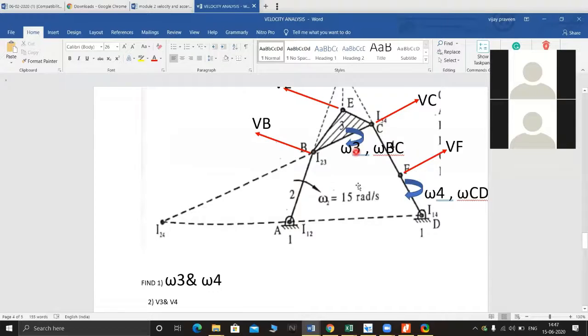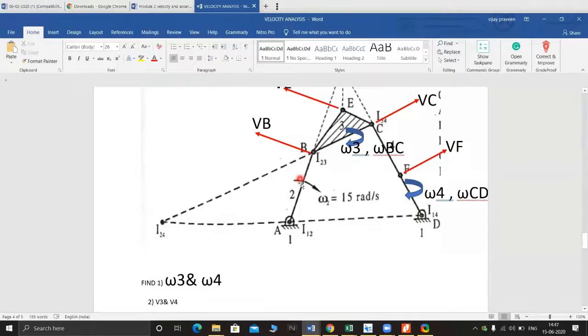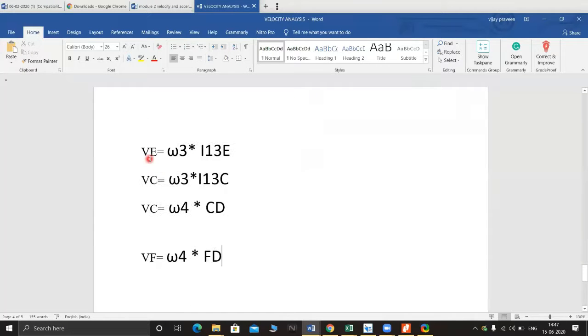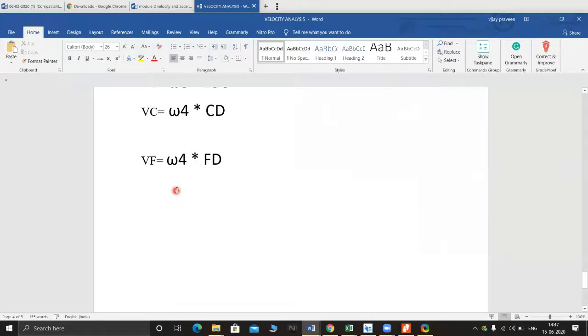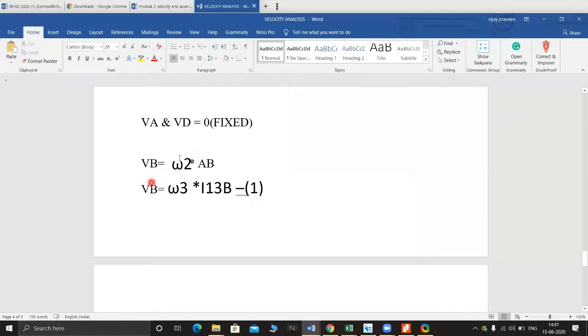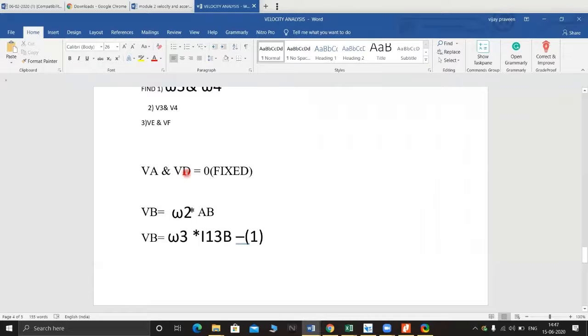So this is the total analysis of the velocity. Now if you want any unknowns, you can easily calculate. We can calculate VC in two ways, VF like this. If you want VB, again we can calculate in two ways. VA and VD are 0.